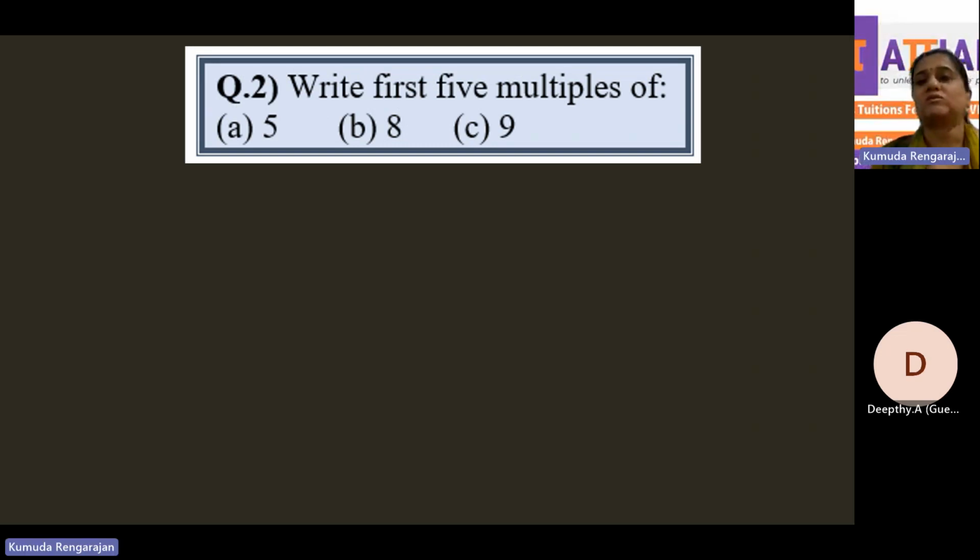Yeah, this one also. Write first 5 multiples of 5, 8, and 9. Ma'am, could you show that one again? Yeah, later. We are not doing this now. You'll have to do it later. Today. Ma'am, the screenshot. Playing with numbers. No, ma'am, for the screenshot. Yeah, take a screenshot.